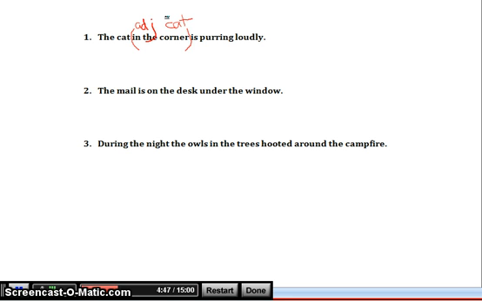So in this sentence we have the cat in the corner is purring loudly. In the corner is the prepositional phrase. It's modifying the noun cat, and it's answering the question which cat.